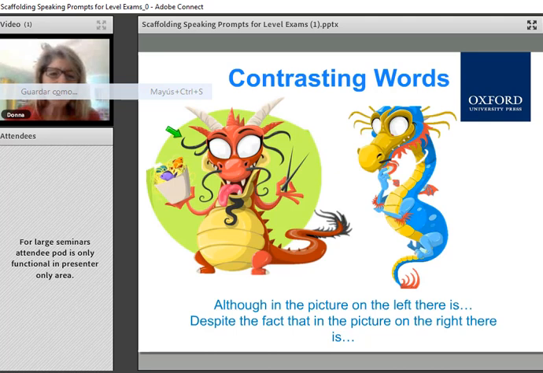Although in the picture, again, it's challenging, but some of our students can handle this. If you don't give them the opportunity, they won't do it. Although, in the picture on the left, there is a dragon with a bag of fish. The dragon on the right does not have a bag of fish. Despite the fact that in the picture on the right, there's a blue dragon, the picture on the left is a red and yellow dragon.